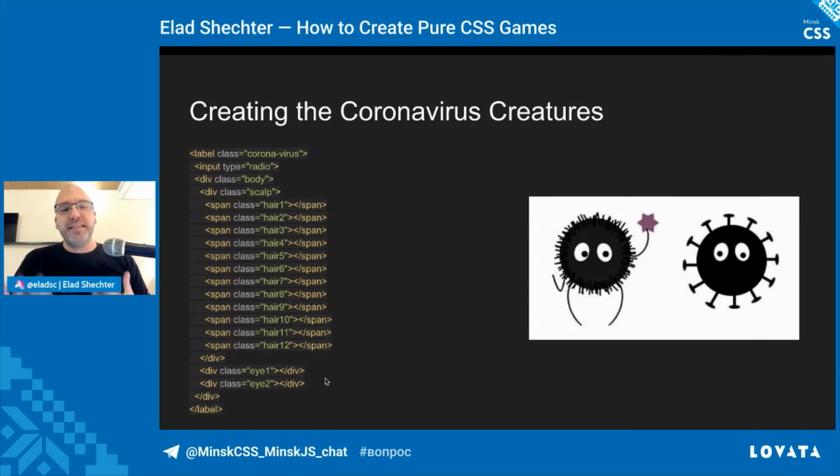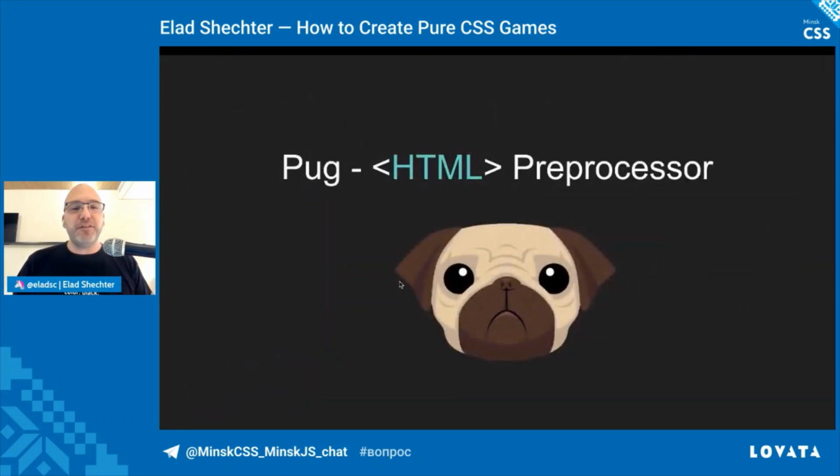But from the beginning, I saw that I have a lot of repetition in my HTML code, like to create those 12 span HTML elements of all those hairs. And in the real game, I have 100 coronavirus creatures, and I didn't want to copy paste them one by one. So for the first time in my life, I'm using an HTML preprocessor that gives you the possibility to create repetition in the HTML in a smarter way.